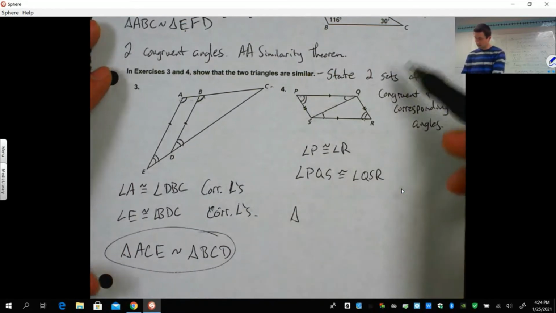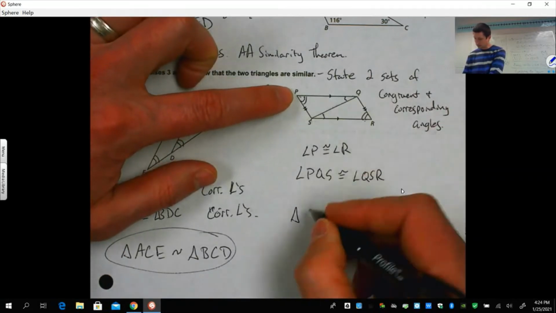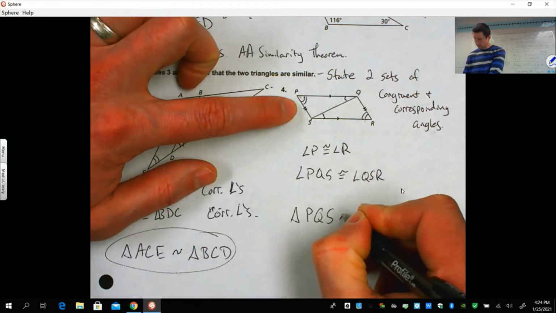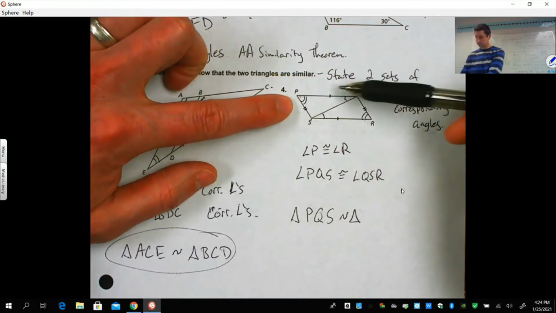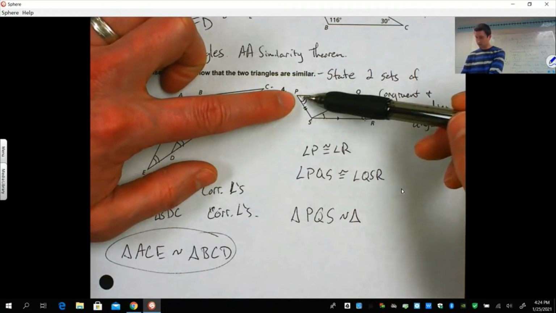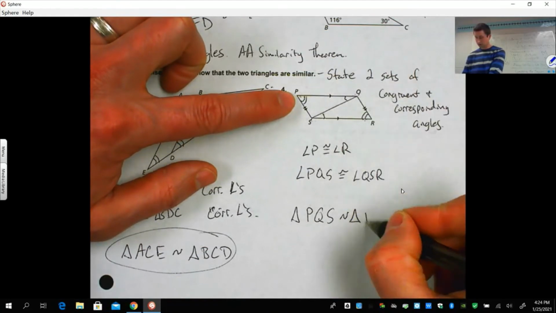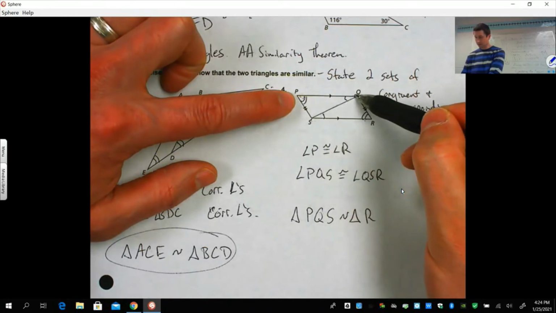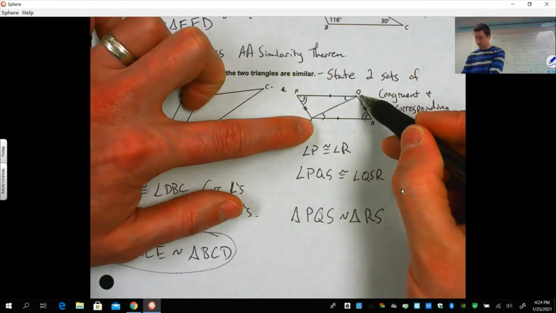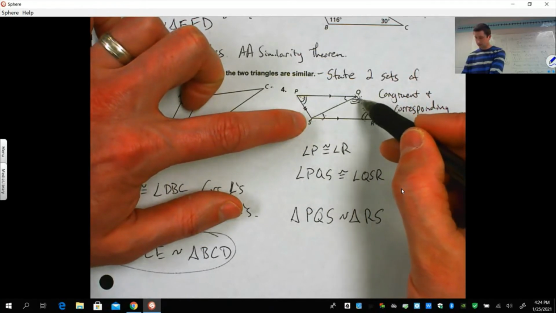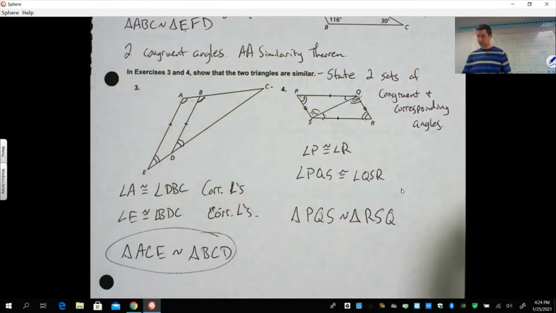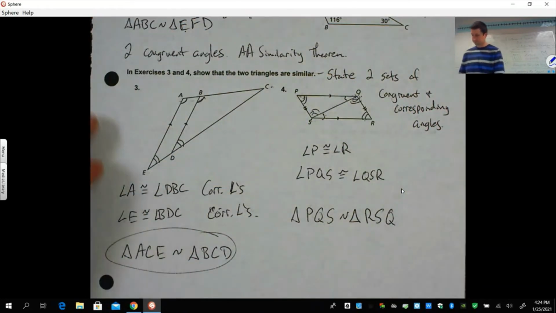So be careful with your naming here. So let's say I start with P. So triangle PQS is similar to, see if you can get it before I can get it, PQS. So P matches up with R. Q matches up with this one down here, which is S, and then you come up here, those three would go together, so RSQ. PQS is similar to RSQ.